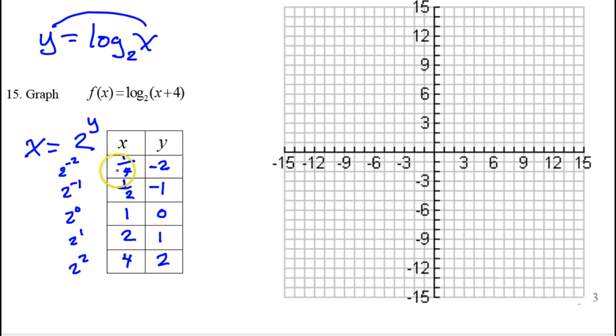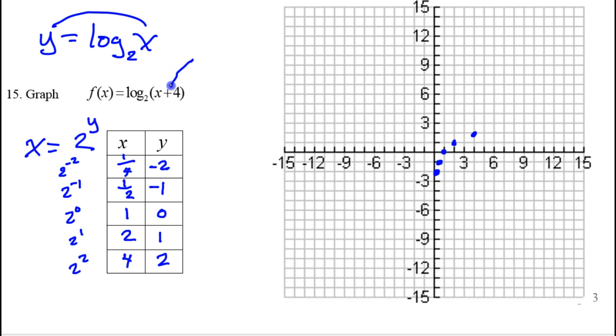So 1/4 comma -2 is going to be right about here. 1/2 comma -1 is going to be right about here. 1 comma 0 is here. 2 comma 1 and 4 comma 2. All right, so I've got these 5 points.